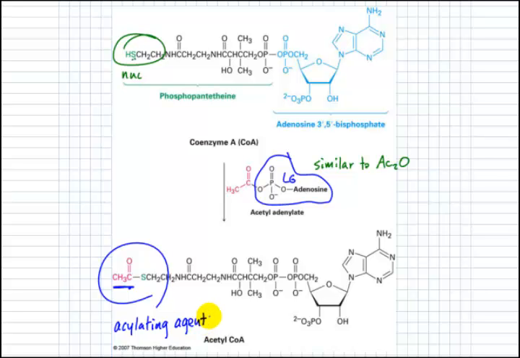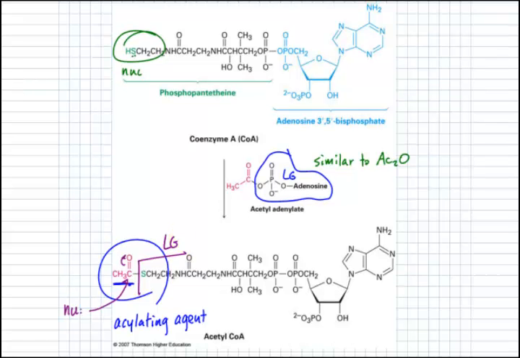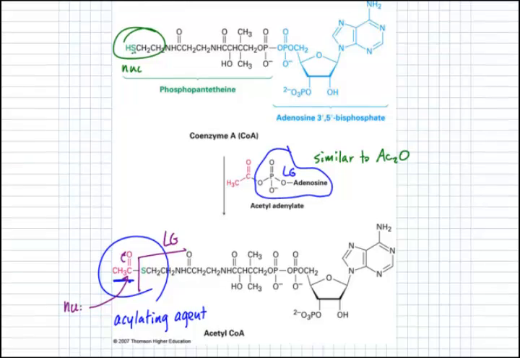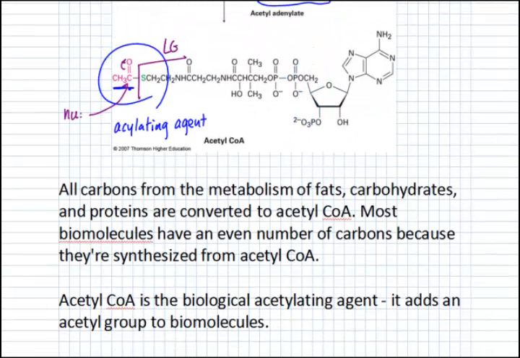It's really the body's key acylating agent, right? Any nucleophile can add to that acetyl group at the end of CoA, and then the rest of it acts as the leaving group. So if we want to add a CH3C double bond O to really anything in the metabolism process, acetyl-CoA is how it works.